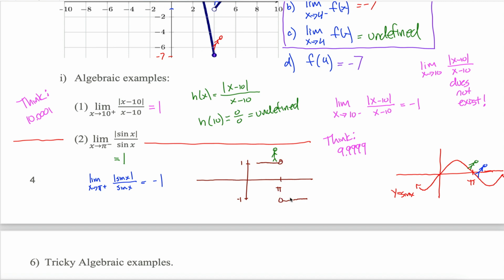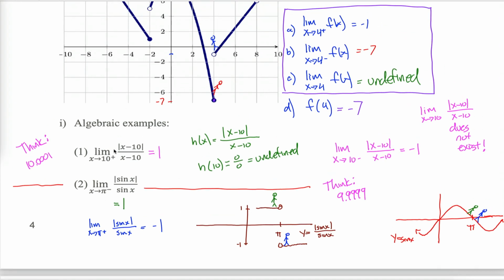When my value of x is slightly greater than pi, so now I'm thinking about the blue hiker over here, what comes out of the sine function is negative. The absolute value makes it positive. I get positive divided by negative, so I get -1. Pictured over here in brown is the graph of y equals the absolute value of sine of x divided by sine of x, at least a portion of the graph. And using that portion of the graph, we can confirm the answers that we got for our different one-sided limits.